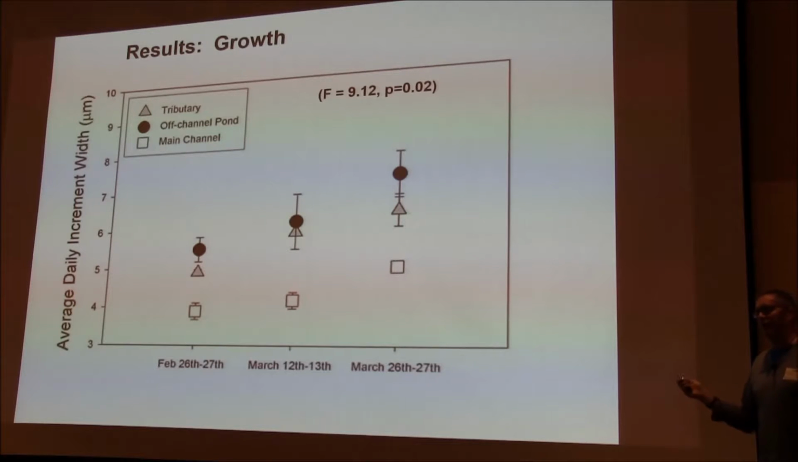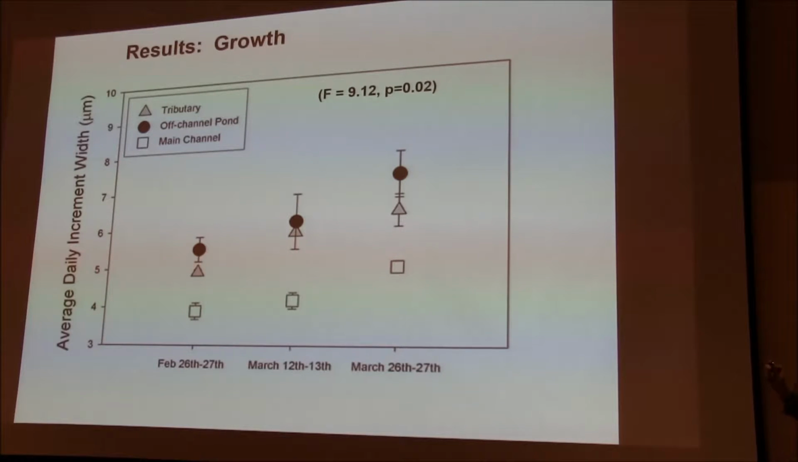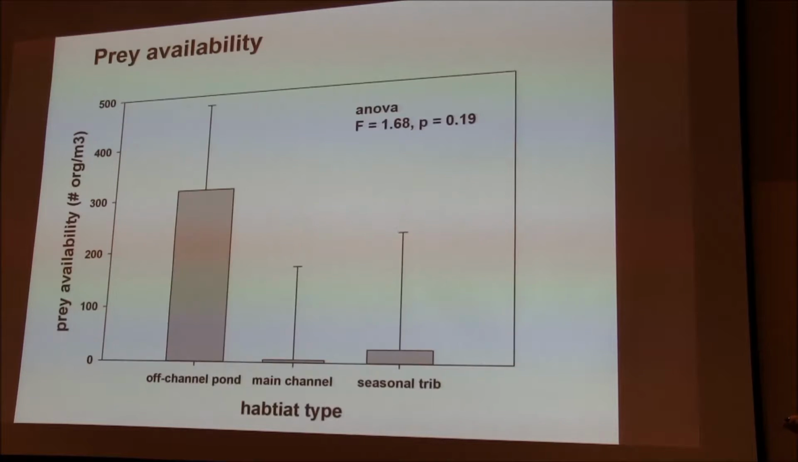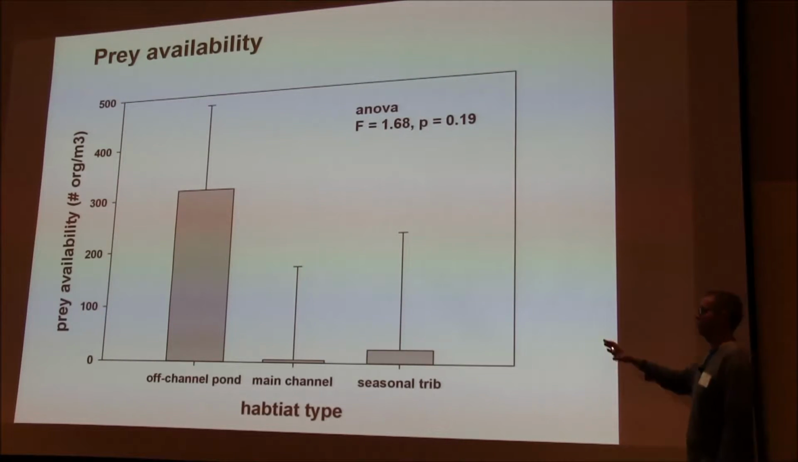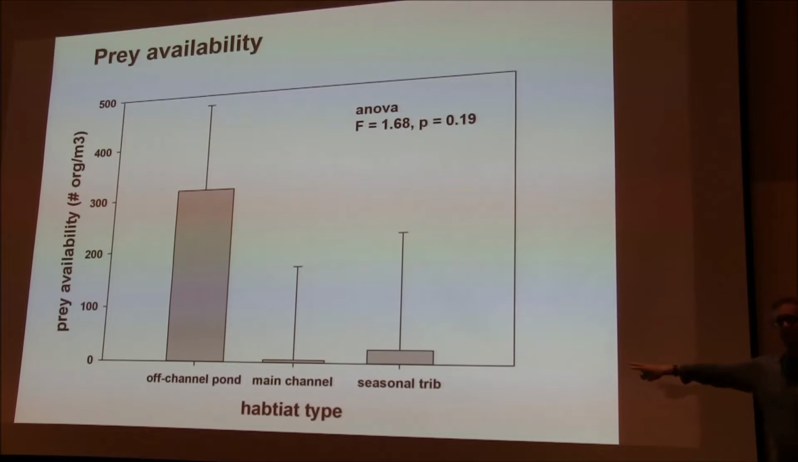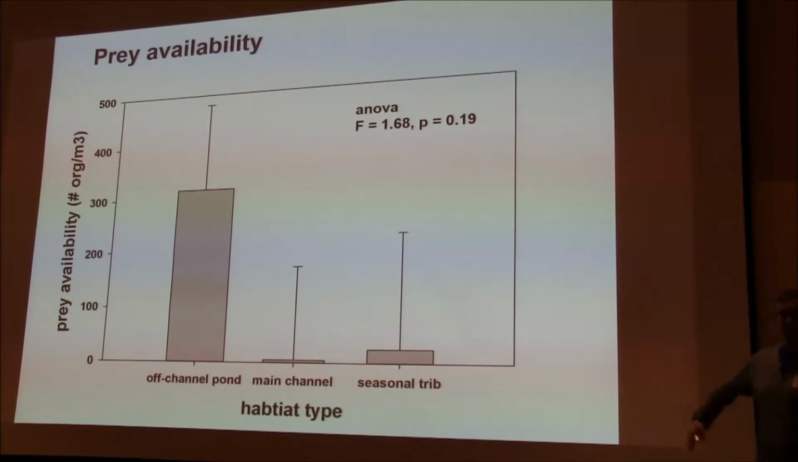This isn't that novel, right? A lot of other people have looked at this in terms of floodplains and whatnot, but this is the first time that anyone had seen this in terms of these seasonal tributaries. In terms of the prey availability, not significantly different, but you can see the wide variation, and you can see a definite trend, if nothing else, right? That the seasonal tributaries had generally more food than the main channel, and these off-channel ponds really had a lot. Well, that encouraged us, this body of work encouraged us to do some other work.